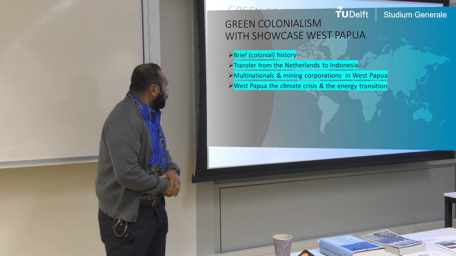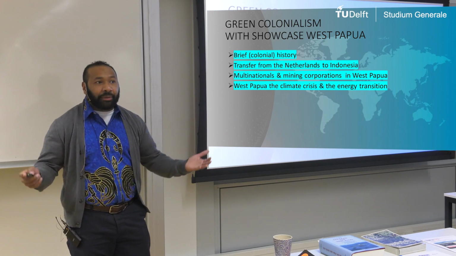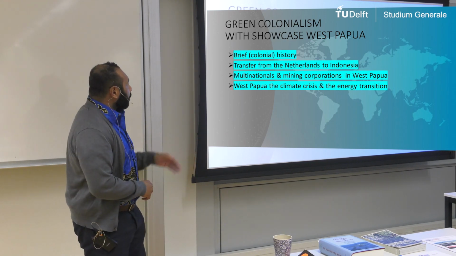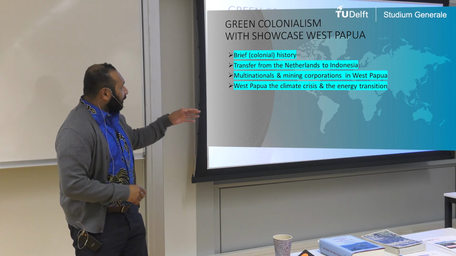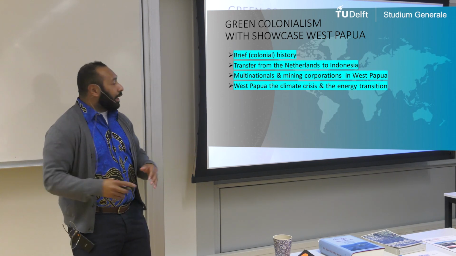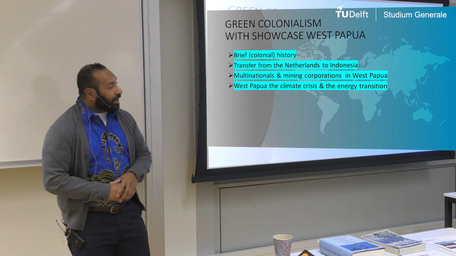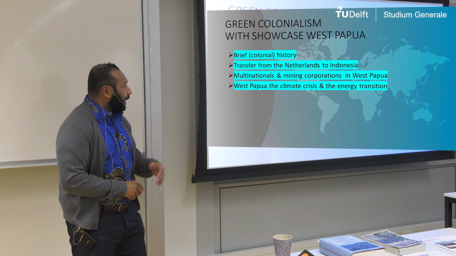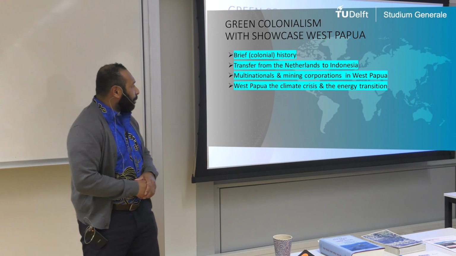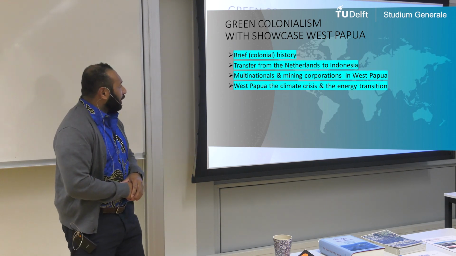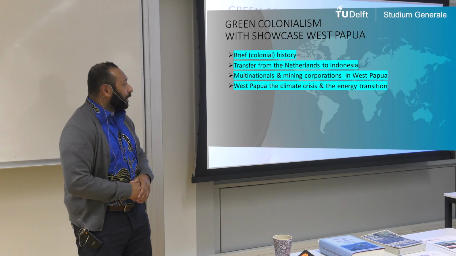I'm going to use these topics to share the layers that I describe as the power structures. I will jump into the brief colonial history of West Papua and the Netherlands, the transfer from the Netherlands to Indonesia, West Papua, I mean, and with that, the multinational mining corporations in West Papua, and how that is related to the ecological crisis there and the humanitarian crisis, and how this all together makes West Papua a clear example of how the situation there is very much related and connected to the climate and biodiversity crisis.